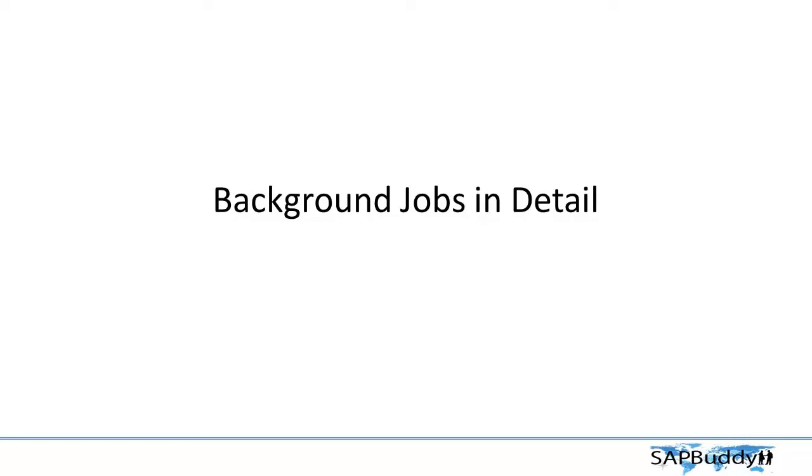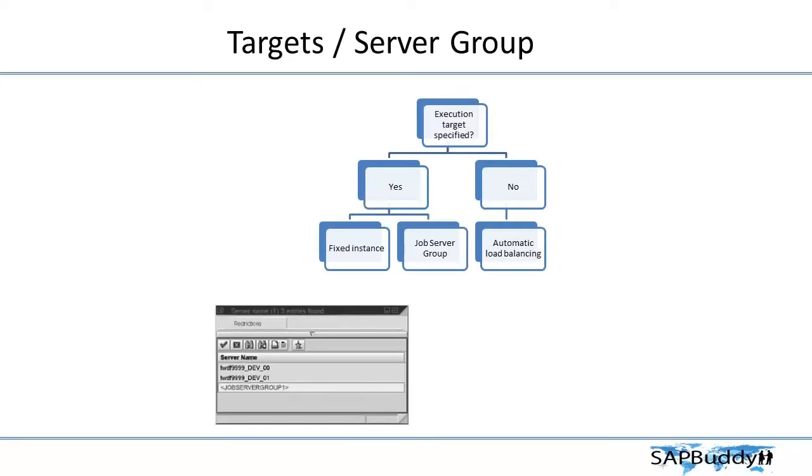In this session, we will see more details about background jobs. First, what we wanted to see is target and server group. What we have previously seen is that if you have a background job which has a specific execution target, then how it is being handled.